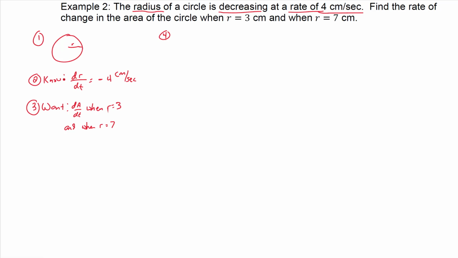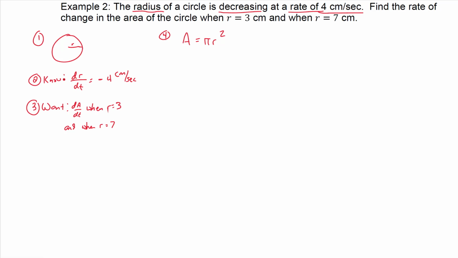All right, step 4, we want to come up with an equation to relate radius, what we know, and area, what we want. So some equation to relate the area of a circle and the radius of a circle. That's probably area equals pi r squared, right? That's the only equation we have for the area of a circle, and conveniently enough, it does have radius in it.